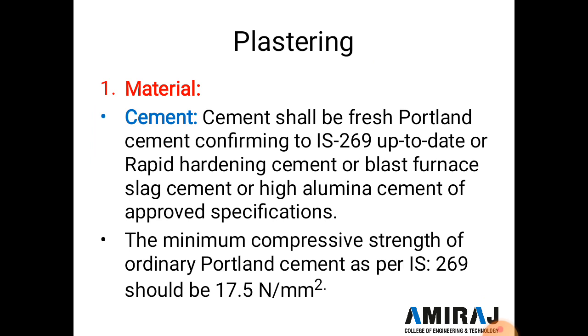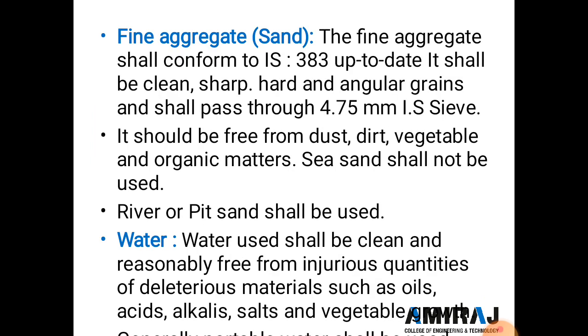We use cement as a binding material in plaster. Cement shall be fresh Portland cement as per IS 269 up to date, or rapid hardening cement, blast furnace slag cement, or high alumina cement, which are generally used in plastering work. The minimum compressive strength as per IS 269 should be 17.5 Newton per mm square.